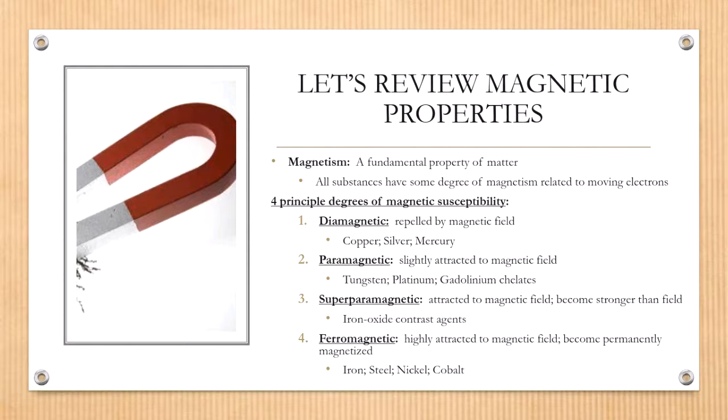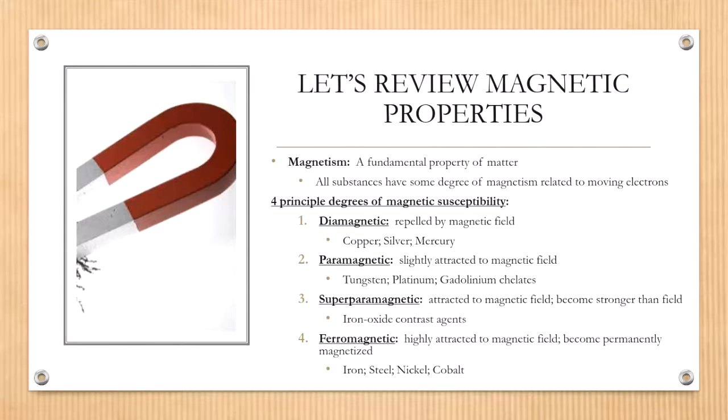So we talked about paramagnetic and superparamagnetic substances. Well, let's review what those magnetic properties are. Most of you have taken the equipment and methodology course where we talk about magnetism. If you haven't, this might still be familiar to you. So magnetism is a fundamental property of matter. Every substance in the world that we know of has some degree of magnetism related to its moving electrons.